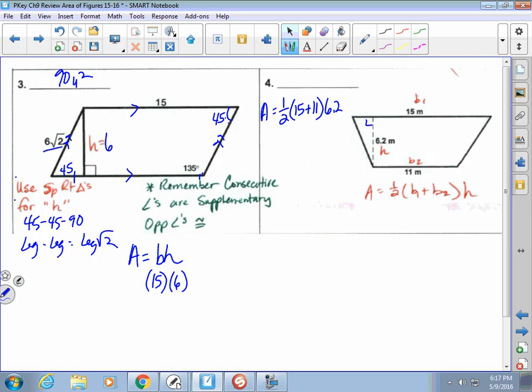And so we are going to do order of operations. We're taking 1/2 of our 26 times 6.2. So you can take the half of 26 or half of the 6.2, but when you work it all the way out, you should have 80.6 units squared. Half of 26 is 13. If you needed it, it's just 6.2.